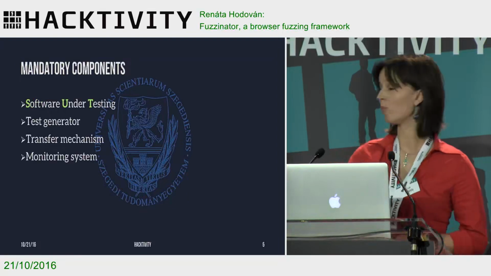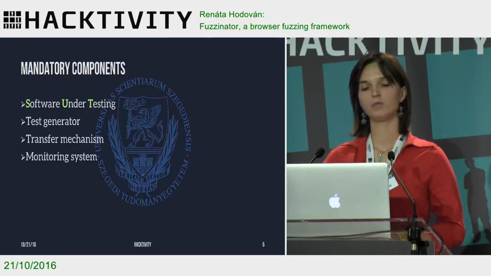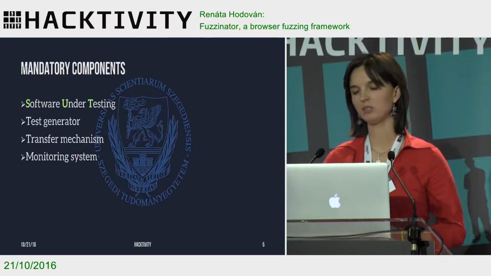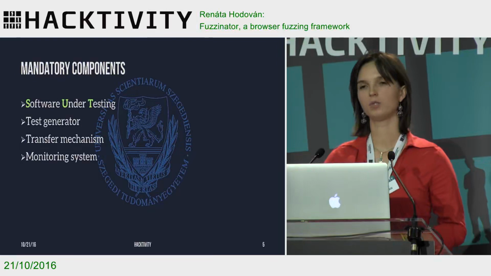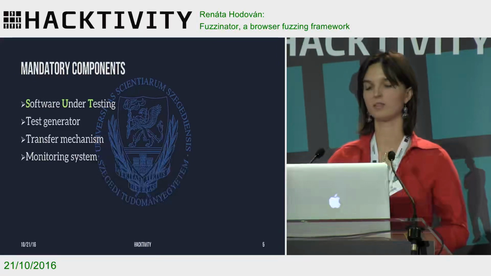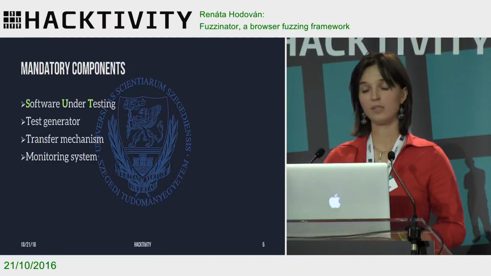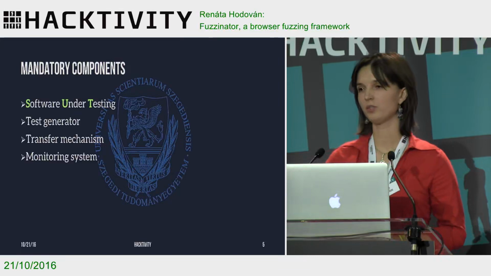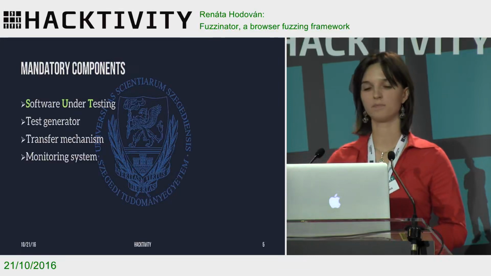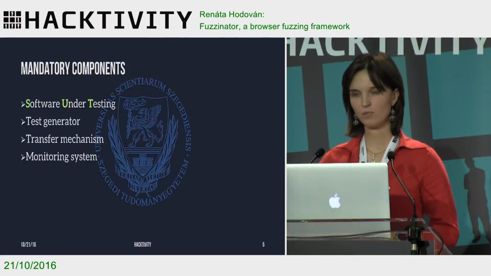Okay, so let's start. What are the mandatory components if you would like to have a fuzzer framework? Well, first of all, you will need a target application that you want to torture and that you would like to find issues in. This is also often referred to as software under test, or SUT for short. Next, you will need, of course, a test generator that can provide a large amount of test cases that will be fed to the target application.